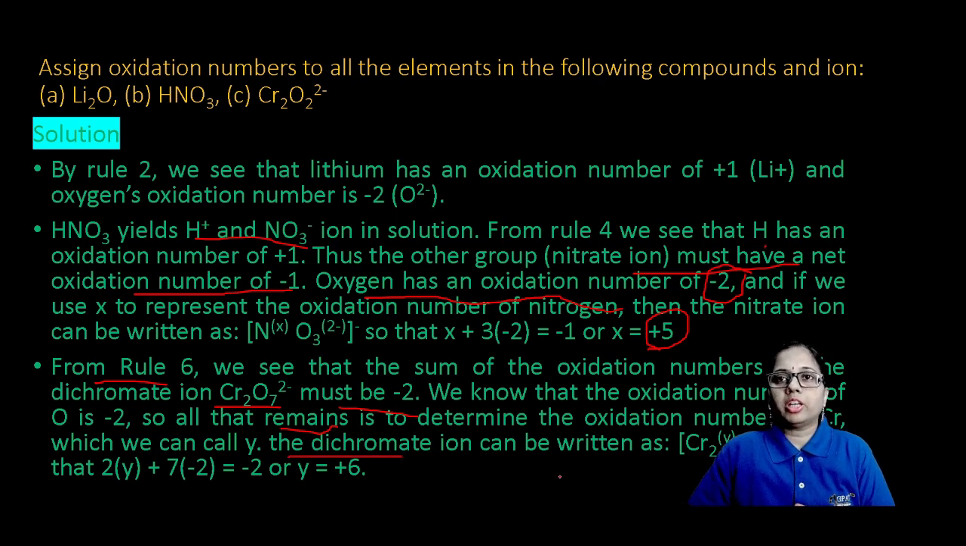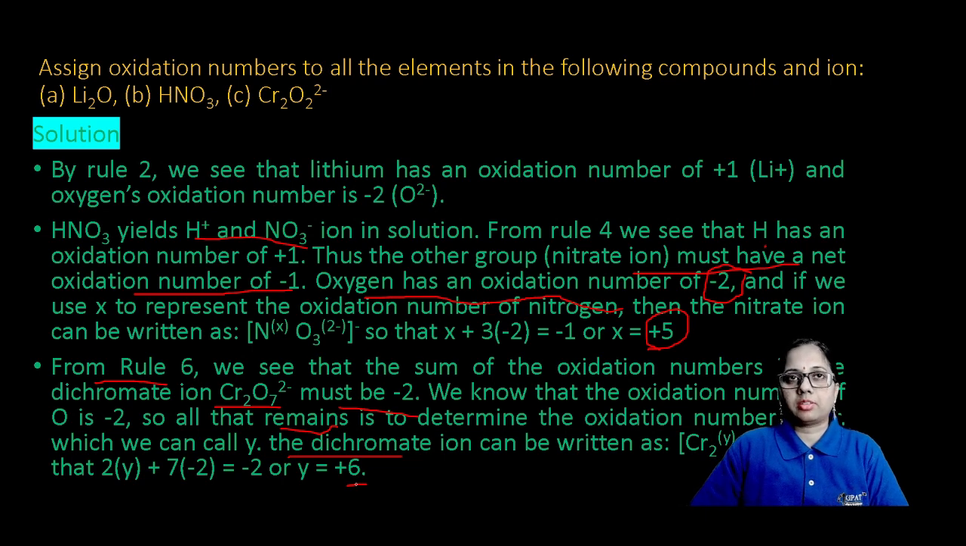So the dichromate ion can be written, as we did for HNO3, similarly as Cr2O7. For Cr2 it is going to be Y, for O7 it is -2, and totally -2 will be there. So calculating for 2 Cr atoms, 2 into Y plus 7 oxygen atoms, 7 into -2, equals -2. After solving this, you are going to get +6, right? So for the dichromate ion, you get the oxidation number of +6. This is how we can calculate the oxidation numbers.